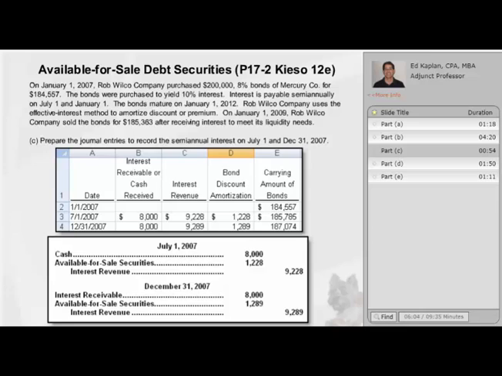So we've got an increase in cash of $8,000 on July 1st and then again on December 31st. And we've got an increase in the value of our available for sale securities equal to the bond discount amortization amount. And when we add those two together, we come up with the interest revenue that we need to record in each of those time periods. So we record one on July 1st and then the other on December 31st.